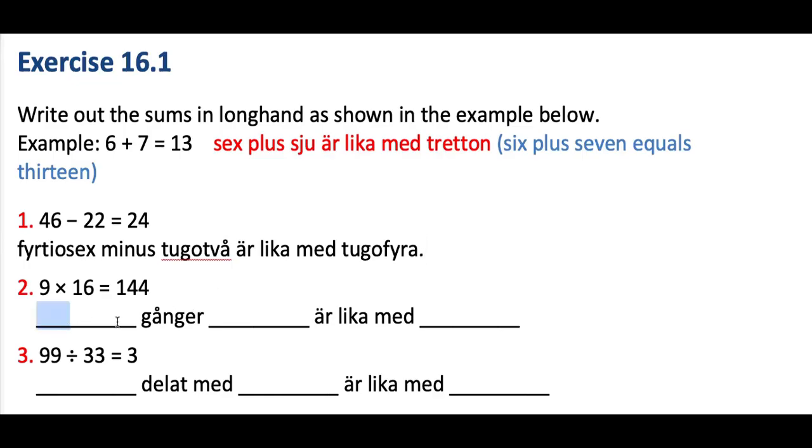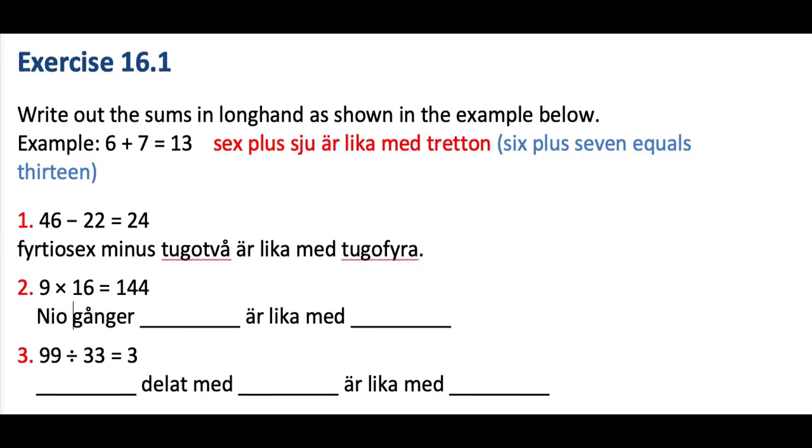The next one is Neo, gonger. Multiply, gonger. 6 ton. So right here, 6 ton. R likamid, Etundra 40 fira. 144.